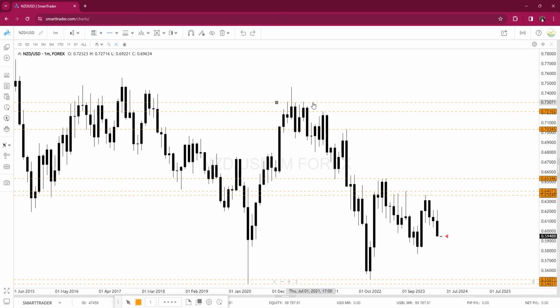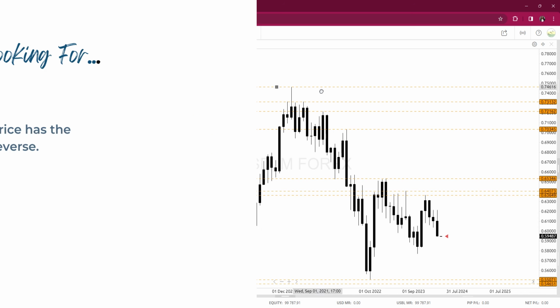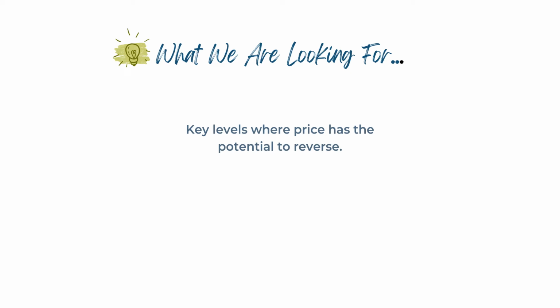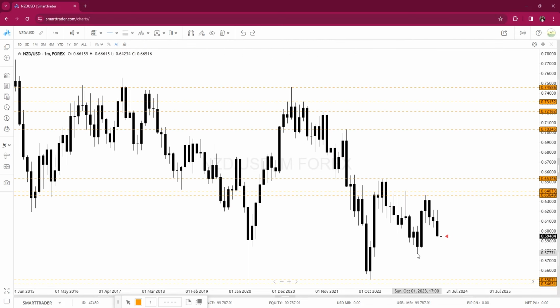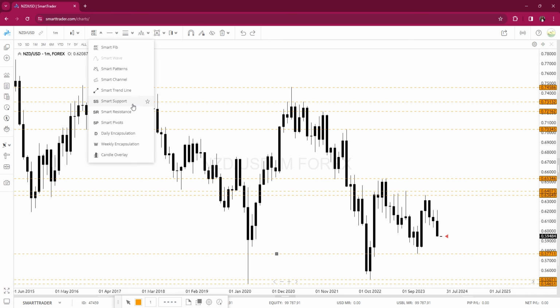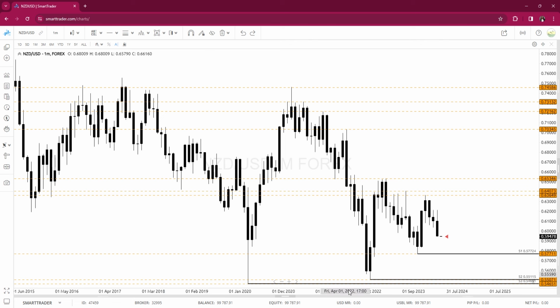Okay? So I'm identifying on the monthly key levels of support and resistance where price has the potential to reverse. And so I've done that. I am using a platform that helps me automate the process just a little bit. It allows me to check that the levels I've identified are what the system has identified too. And you'll see on the right hand side of the screen, S1, S2, and S3 are all areas that we've identified already.